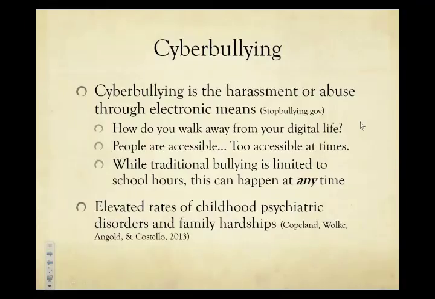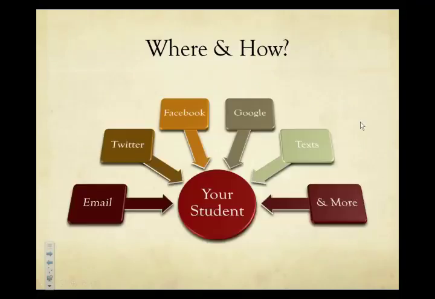So what we see is that there are elevated rates of childhood psychiatric disorders and family hardships for those that are being cyberbullied. But where and how it happens, it's pretty diverse. So people can be cyberbullied through email, Twitter, Facebook, Google, text, and really the list goes on, and it's changing as newer technologies come out. And all of these wonderful things that connect us and make information accessible are also the same things that can be used to completely denigrate and bully somebody.